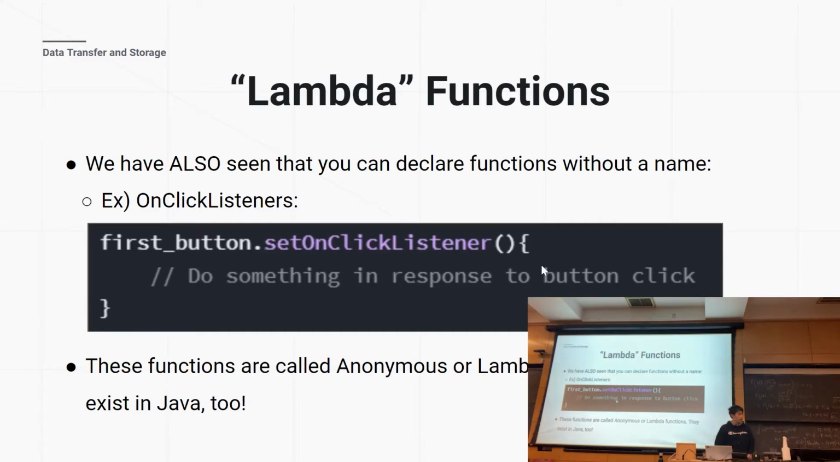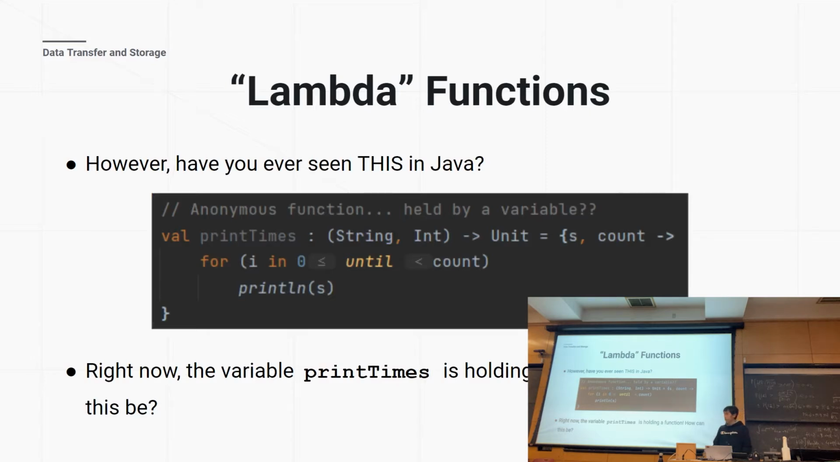And so these functions are another way we've seen that we can declare functions. Have you seen this in Java? We have a variable here now, called print times, and it's holding onto a function. As you can see, this is a function that's taking in a string and an int and returning nothing. It's printing s, which is the string, count amount of times. And this is being stored in a variable.